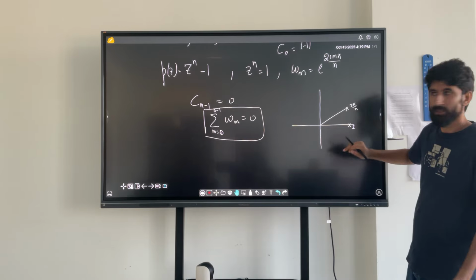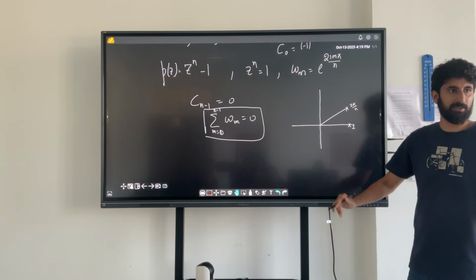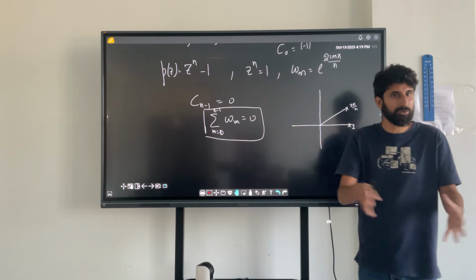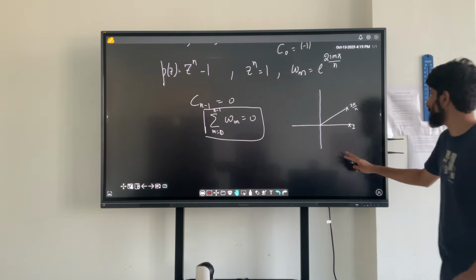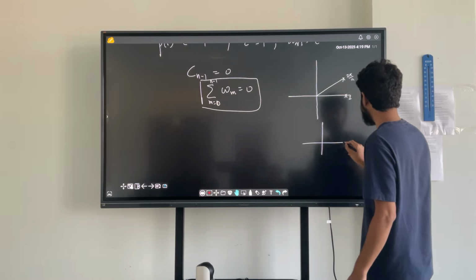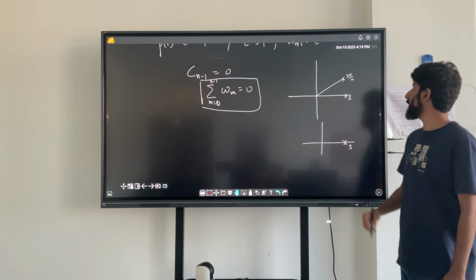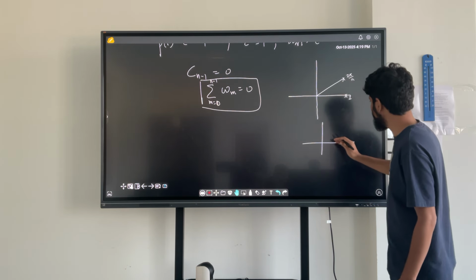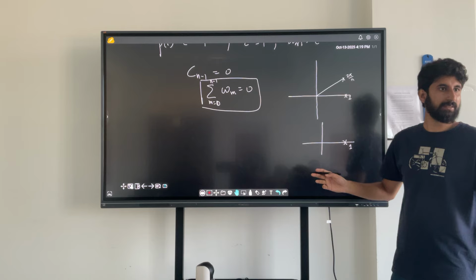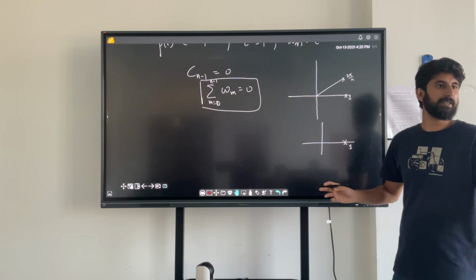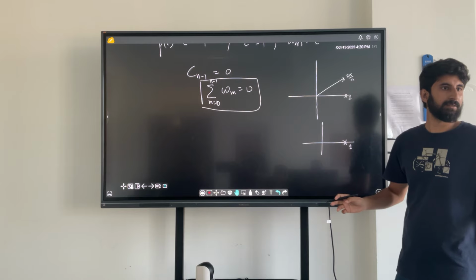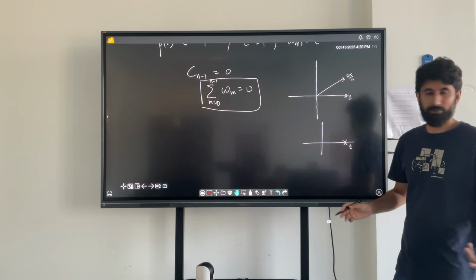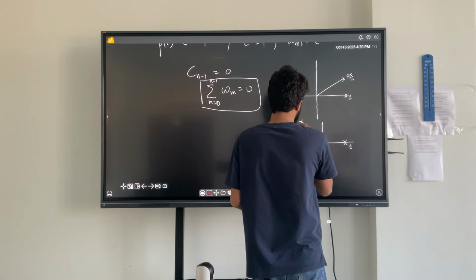Let's just do n equal to 3, the cube roots of unity. This will tell me the sum of the 3 roots of unity is what? 0. Let's see how to get it. The first one is just 1. What is the second one? 2 pi by 3. How much is that in degrees? Pi by 3 is 60, so 2 pi by 3 is 120. It's just for representation purposes, so it has to be here.